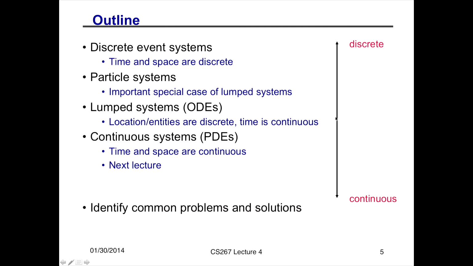So to outline what the rest of the lecture today and next time is going to be like, here are the 4 different examples. I'm going to talk about discrete event systems, where time and space are discrete, and give you examples of how you automatically find parallelism, and what are the problems that come up over and over again that you've got to solve.